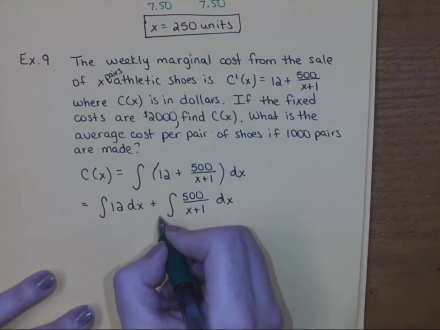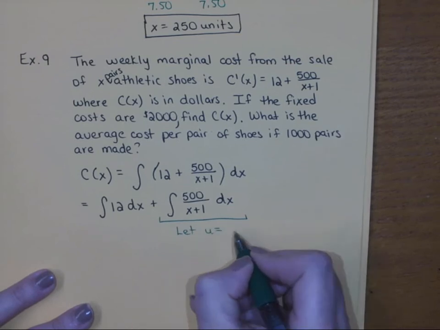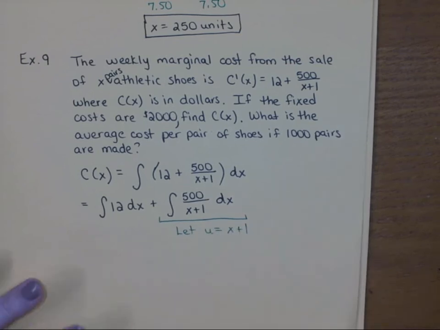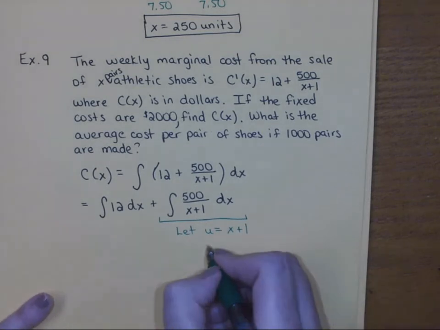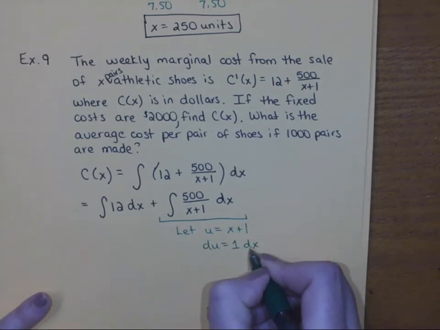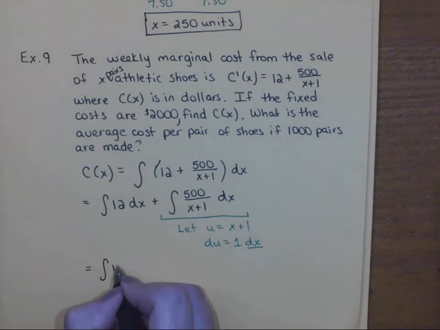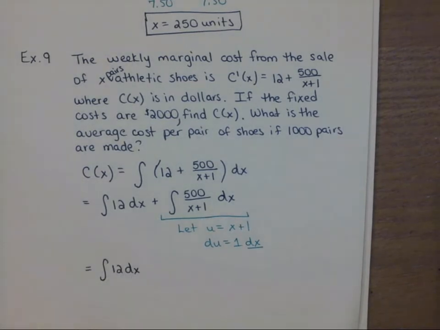Alright, so for this piece only, we're going to use substitution, right? We're going to let u equal x plus 1, the complicated piece. And so the derivative is going to be just 1 dx. So let's think about what I have. I'm going to leave this alone for a minute. I'm just not going to work that out. I'm just going to focus my attention on this one.